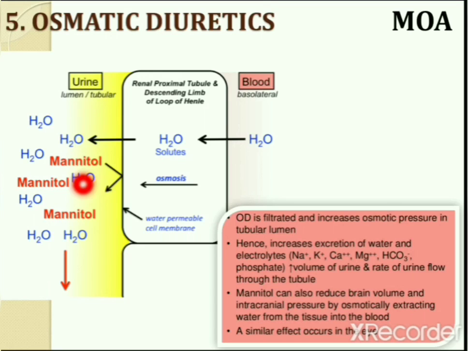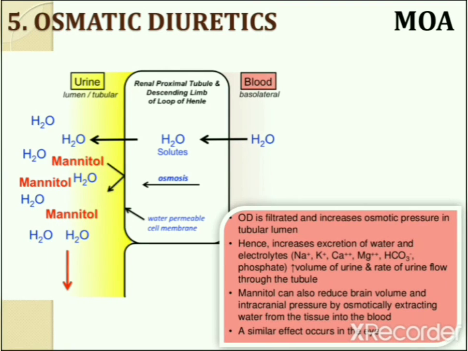Mannitol is a sugar alcohol that does not cross cell membrane and acts as an osmotic diuretic that inhibits sodium and water reabsorption in the proximal tubule as well as the loop of Henle. It produces a greater loss of water compared to sodium and potassium. Mannitol can also reduce brain volume and intracranial pressure by osmotically extracting water from the tissues into the blood. A similar effect occurs in the eye.